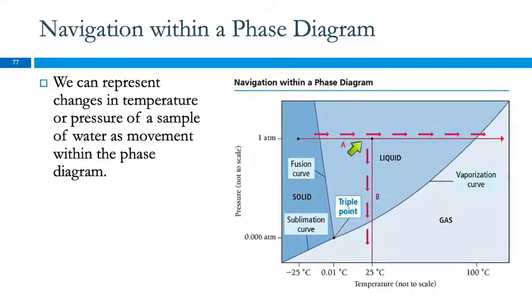Or I can look at pressure changing at a given temperature. If I start here at atmospheric pressure and I reduce the pressure at room temperature, at some point it will boil. The water will boil at room temperature, and then it will continue, and I've got a gas.